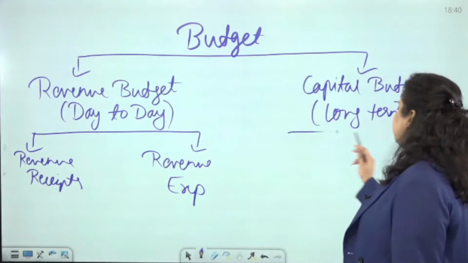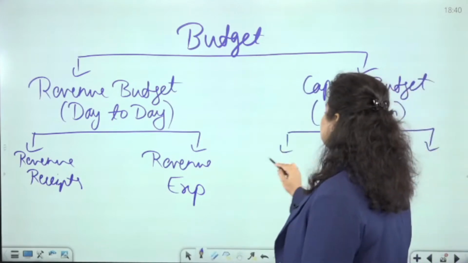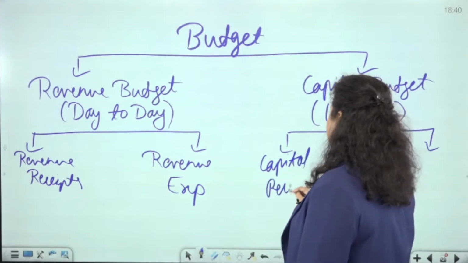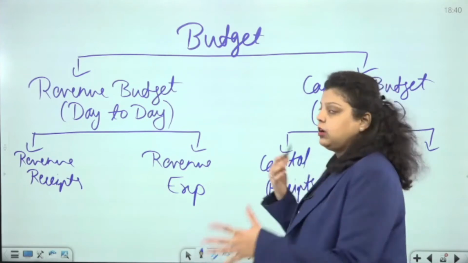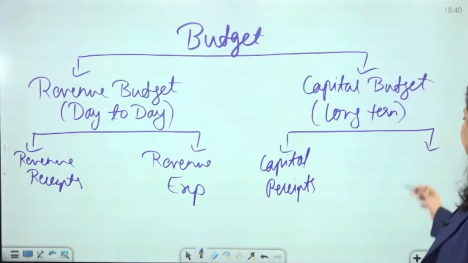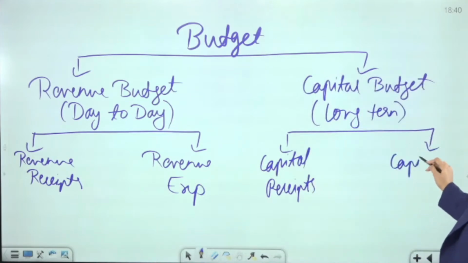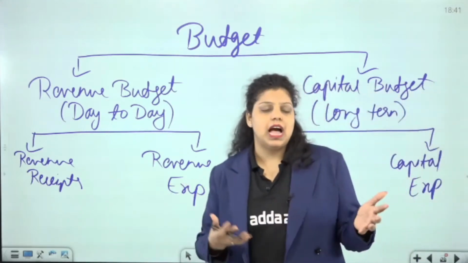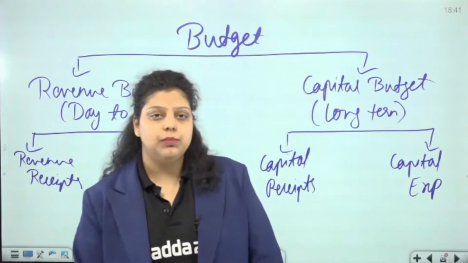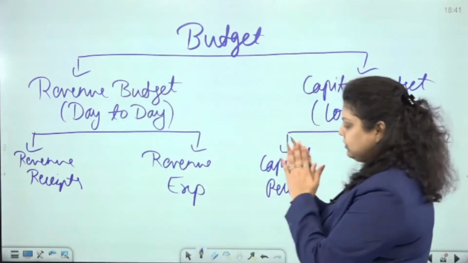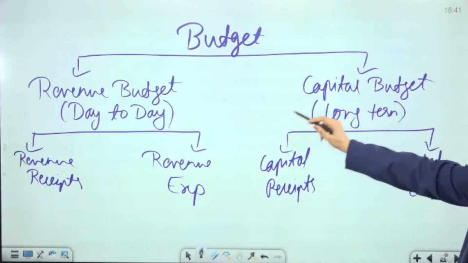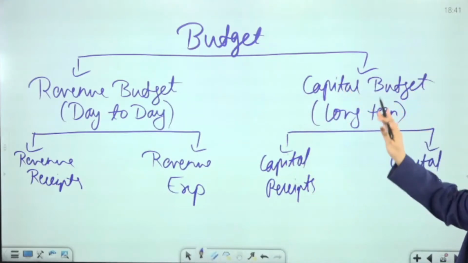Now, the capital budget covers the capital receipts, that's long-term income that comes from debt receipts and non-debt receipts, like the long-term income you are earning from borrowing. And we have capital expenditure, that's long-term expenditure the Government of India has to do, like establishing infrastructure, dams, schools, hospitals. These are the long-term expenditures of the Government of India. So these are the components of the budget: revenue and capital budget. Revenue budget is the day-to-day budget, capital budget is the long-term budget.